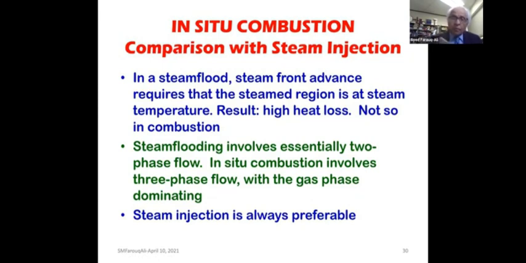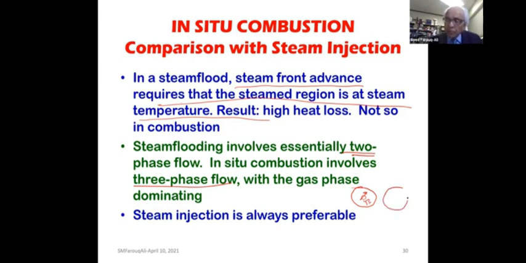Well, number one, in a steam injection, the steam front advance requires that you must keep the entire area at the steam temperature. A steam injection involves essentially two-phase flow. Combustion, on the other hand, involves strongly three-phase flow. So what does it mean? Number one, it means that if you have a steam front, let's look from the top, this is the injection well, and this is all steam. All this zone should be at temperature of steam Ts.